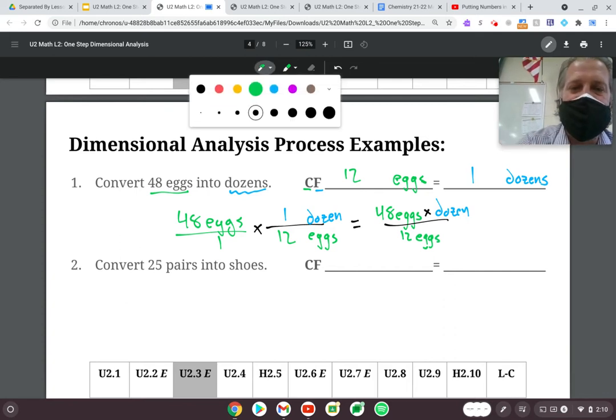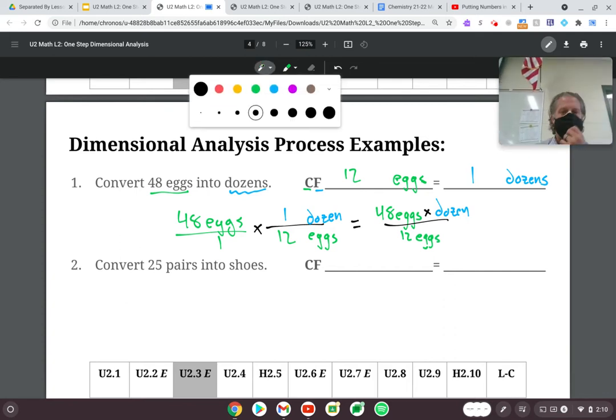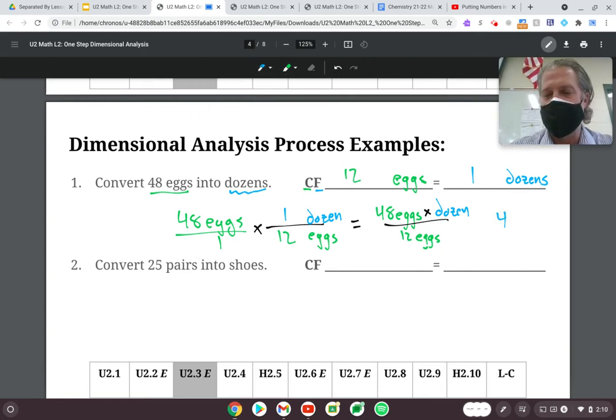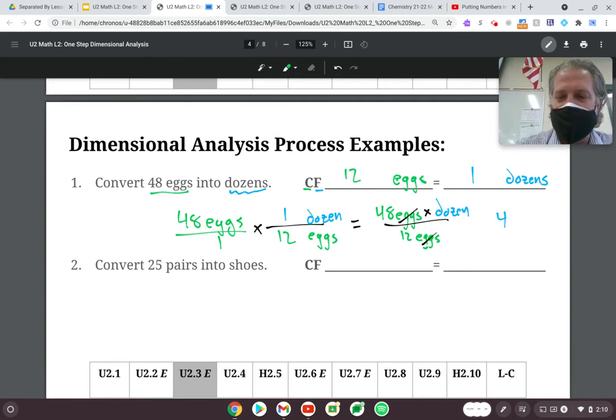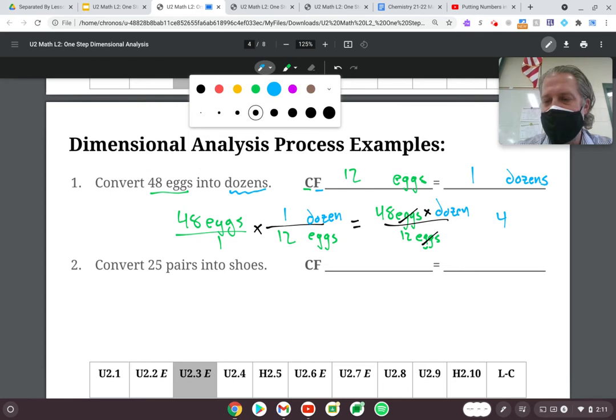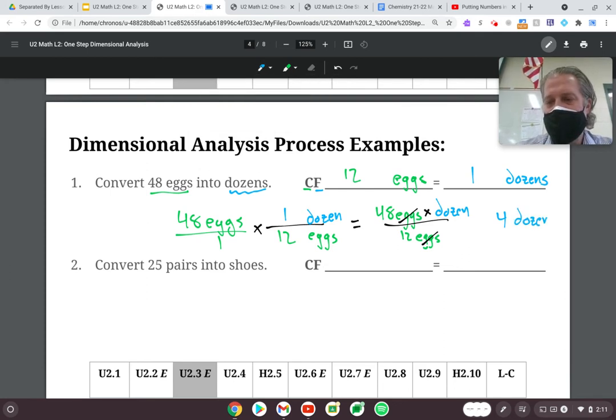And so what ends up happening is that I can simplify 48 and 12, and hopefully we know that that equals 4. And I can cancel out the unit of eggs, and so that's left. So that leaves me with a value or an answer of dozen. So 48 eggs is equal to 4 dozen. Okay.